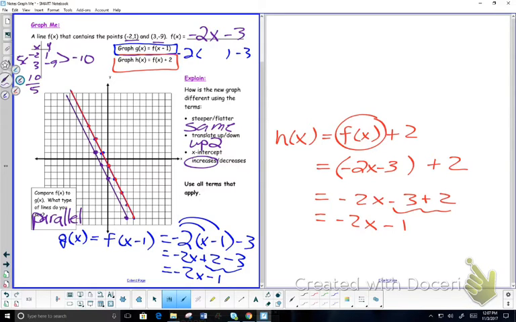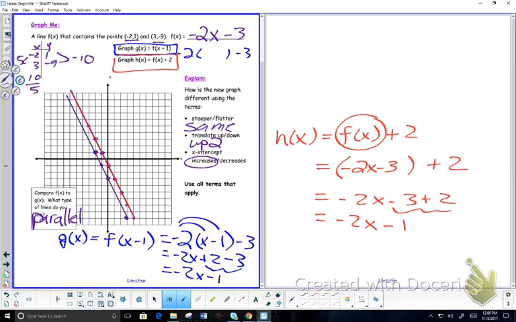Would you consider this red line to be steeper or flatter than the blue? The same. Would you consider this red line to be shifted up or down in comparison to the blue? Same. Because everything's going to be the same, right? Okay, so let's see. This is what I'd like for you to notice.